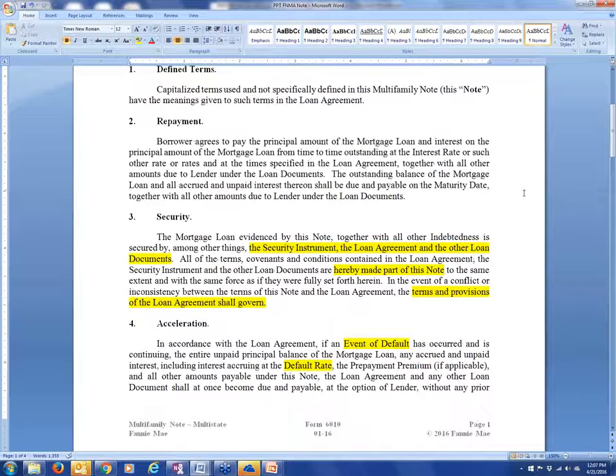Now, as security, look at here. What they do here is they now start to tie together other documents. So you can't have this note by itself without having the security instrument, the loan agreement, and any other loan documents the bank wants to have from you. All of those documents are now hereby made a part of this particular note, and if there's a discrepancy between any of them, the loan agreement shall govern.